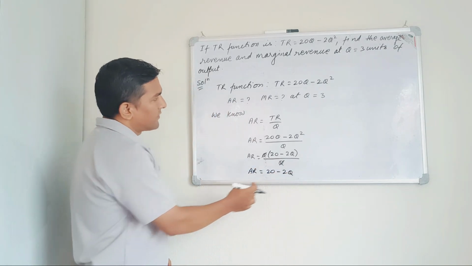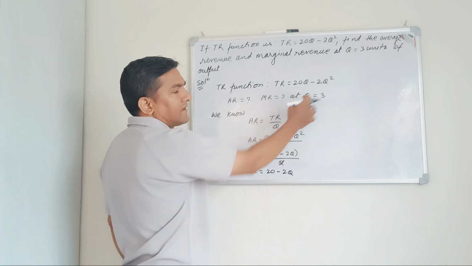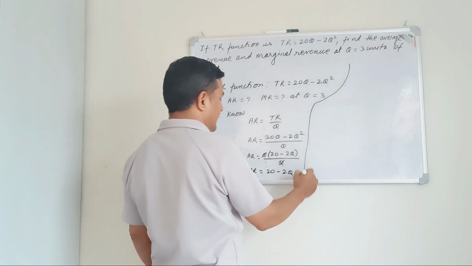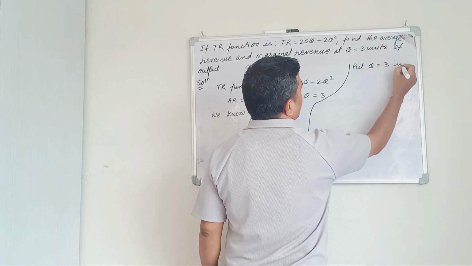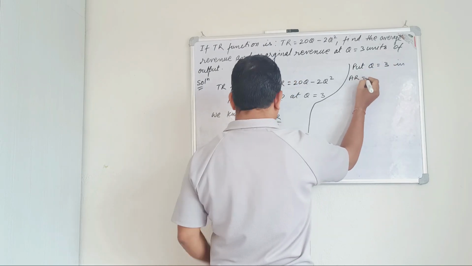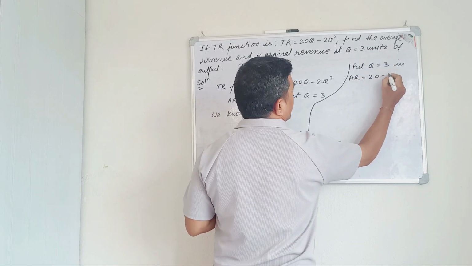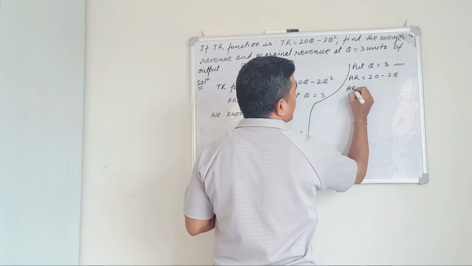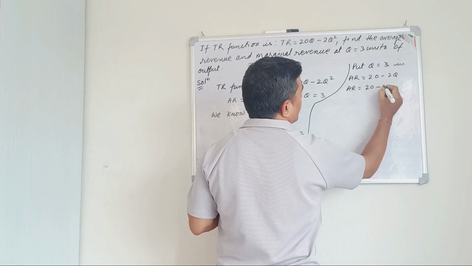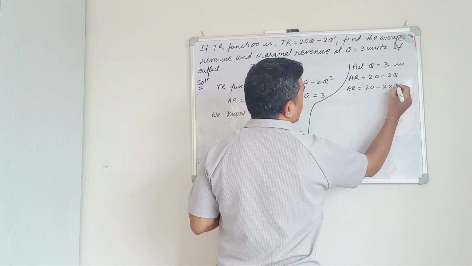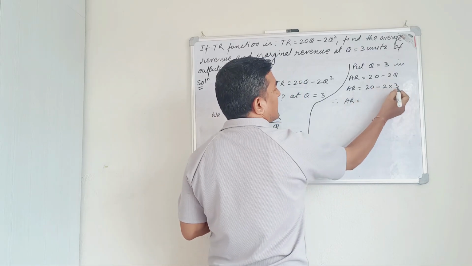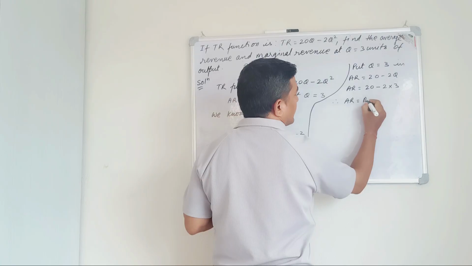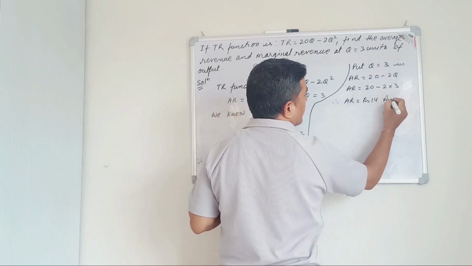Here the value of Q is 3 is given in the question. So put Q equals to 3 in AR is equals to 20 minus 2Q. AR is equals to 20 minus 2 multiply 3. Therefore average revenue AR is equals to 20 minus 2 3 is 6. 20 minus 6 is rupees 14 answer.